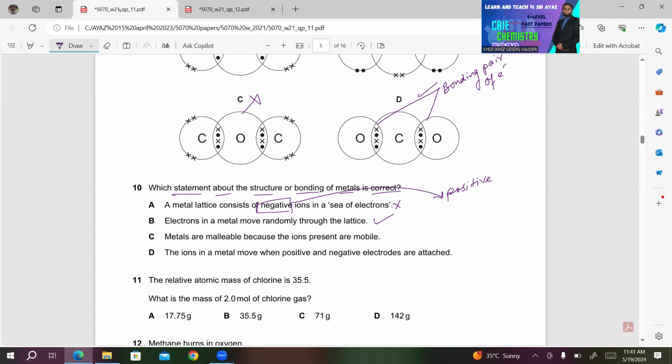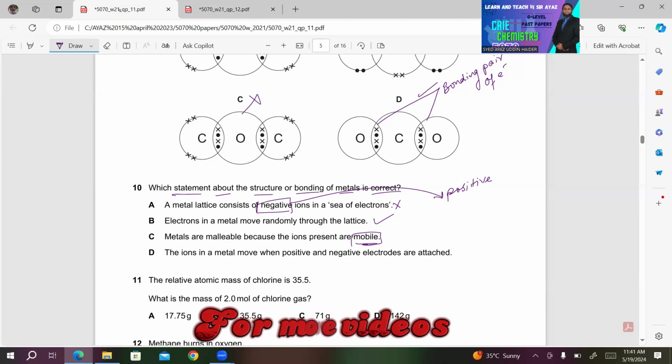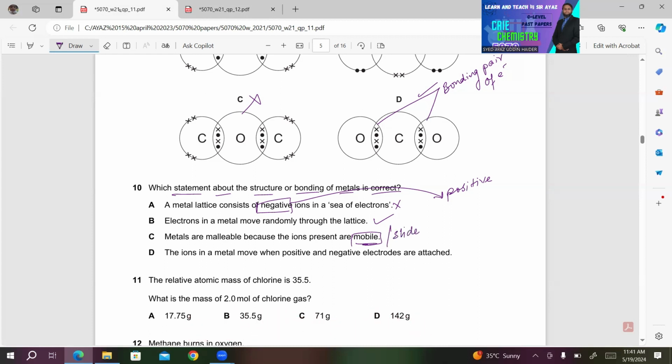Now I'm reading the other statements also. C, metals are malleable because the ions present are mobile. No, the ions are not mobile. Ions slide over one another when force is applied. So this is also incorrect.